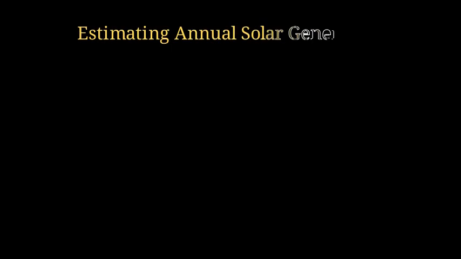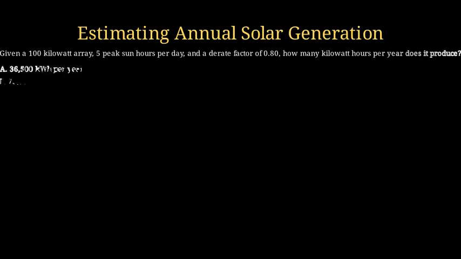Today, we will estimate the annual generation from a solar photovoltaic array. We are told that a 100 kilowatt solar PV array sees 5 peak sun hours per day, and that the system derate factor is 0.8, so we can pick the matching annual output from the 4 listed options. Let me draw a small schematic to keep the situation clear.